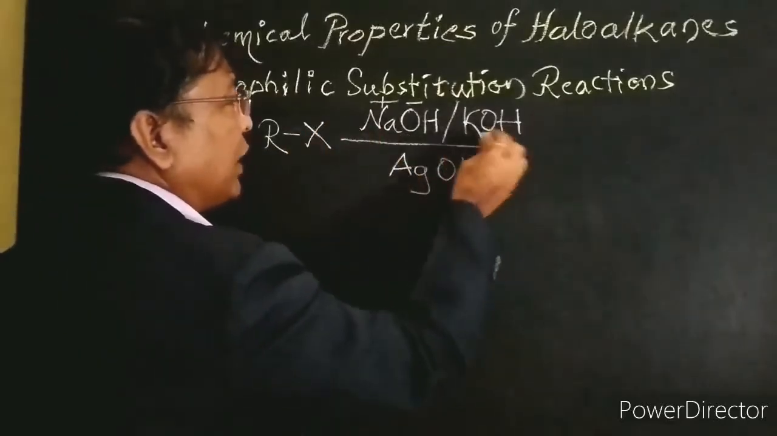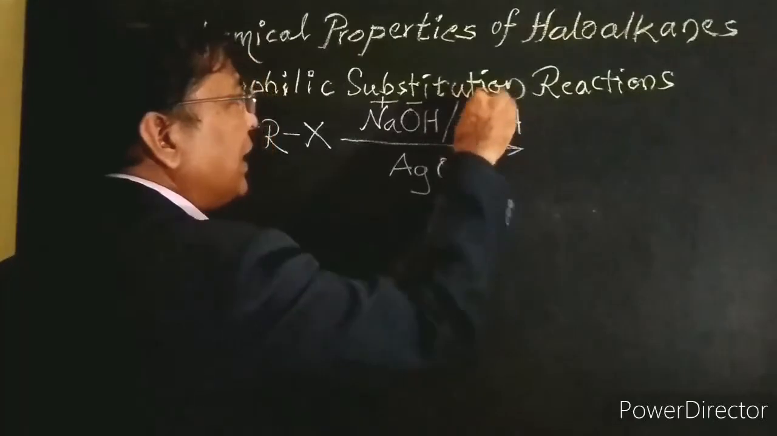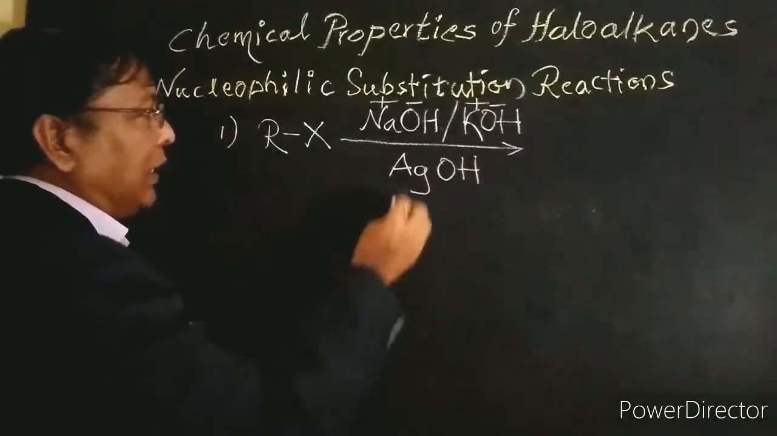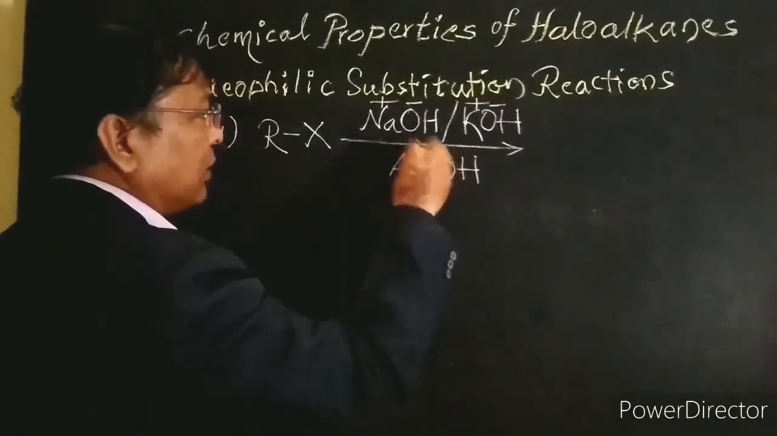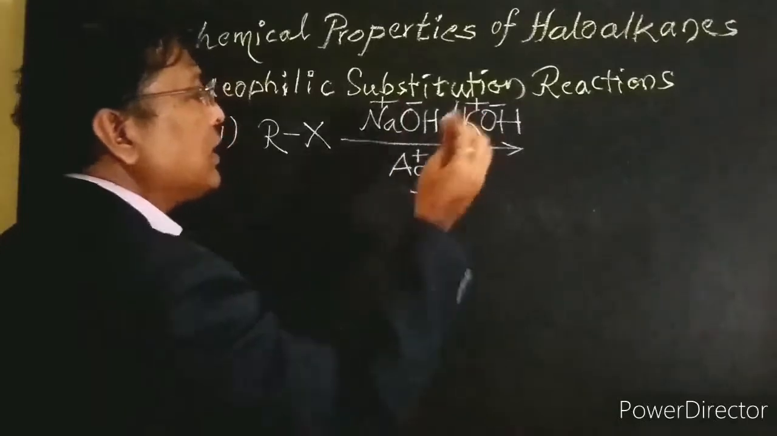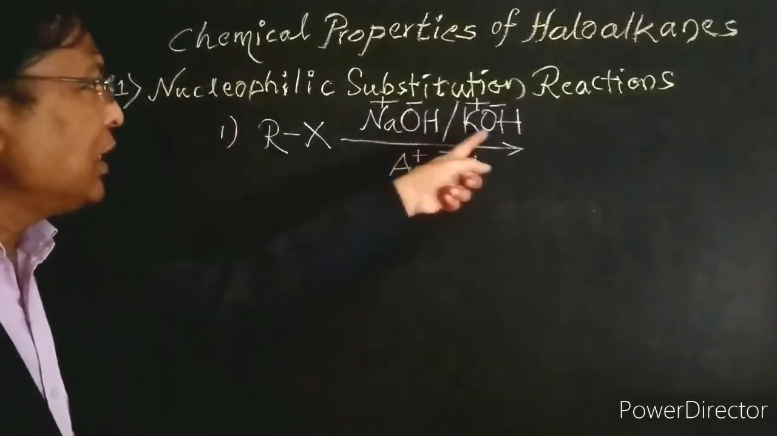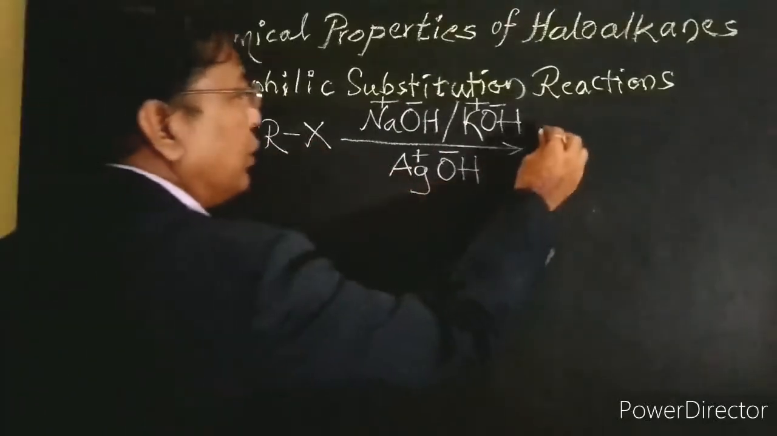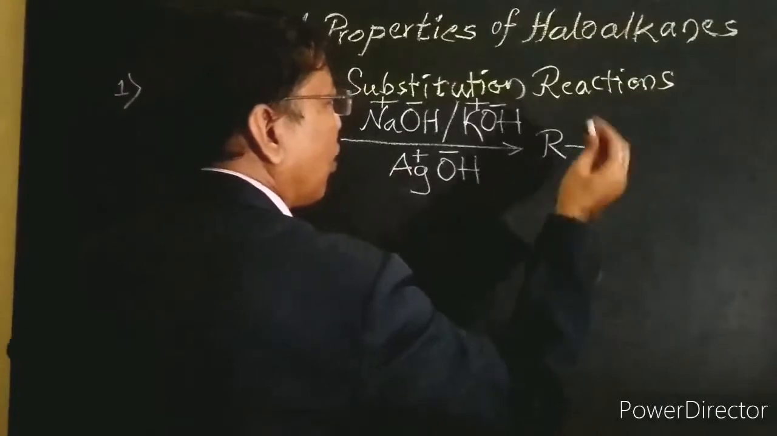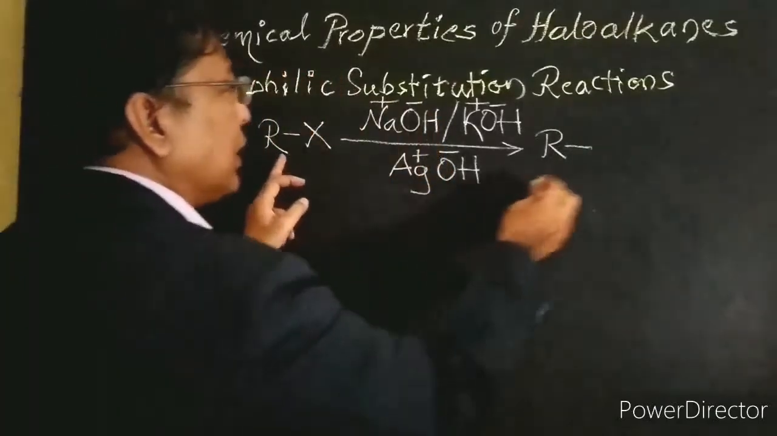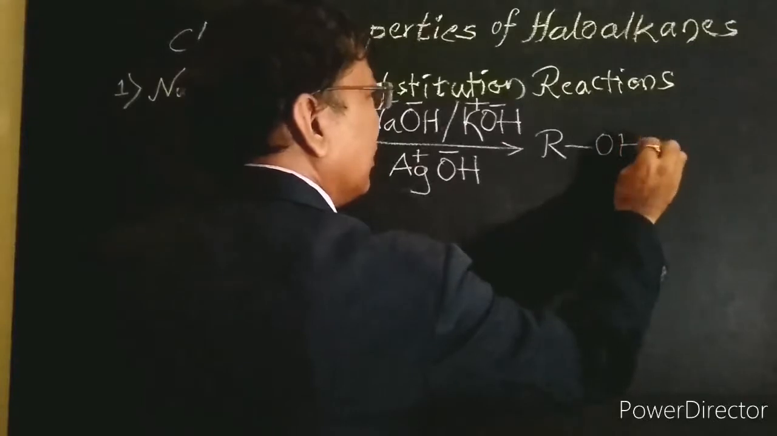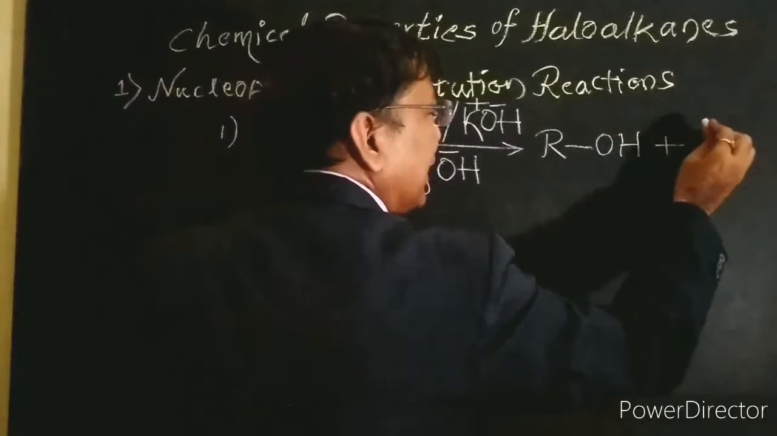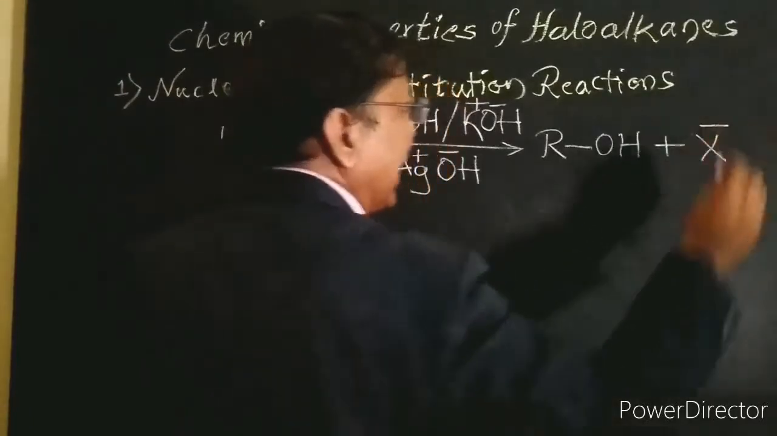If we take KOH, which is the nucleophile? We know that K is positive and OH minus is the nucleophile. In case of AgOH also, Ag is plus and OH is minus. Therefore, in each case, OH minus is the nucleophile that is going to substitute, that is going to form a new covalent bond with the alkyl group, and we get ROH, and the halogen atom is replaced in the form of halide. Halide means X minus.